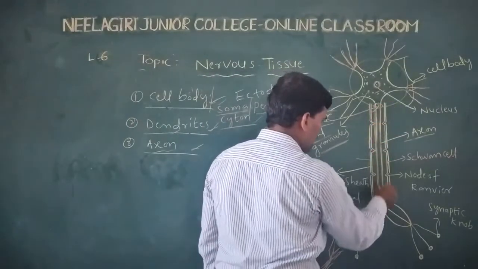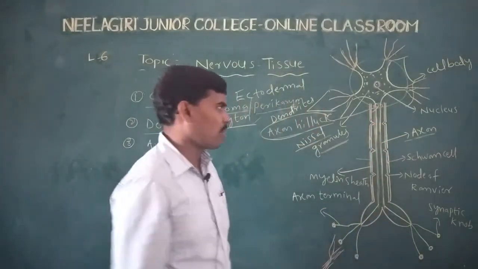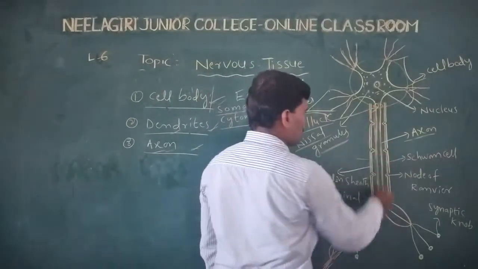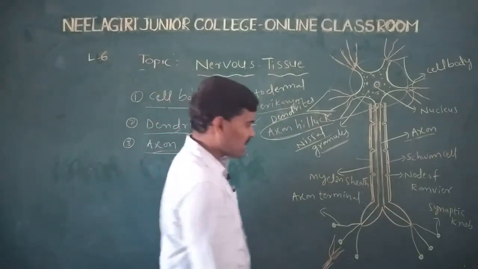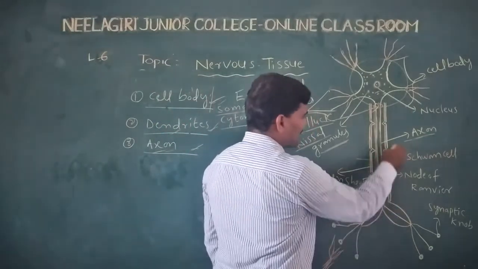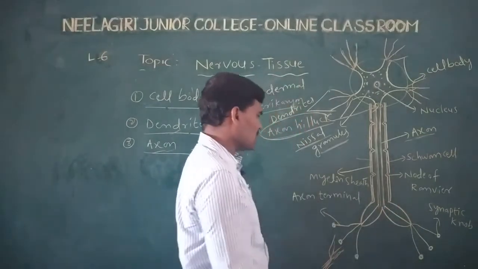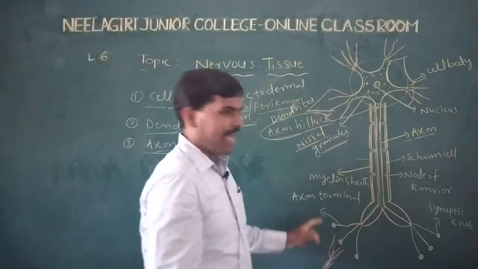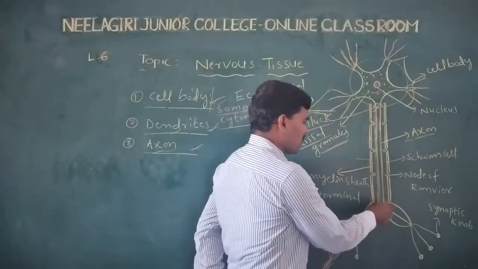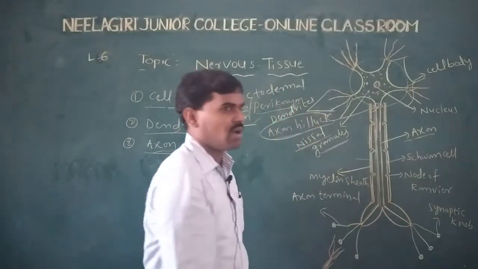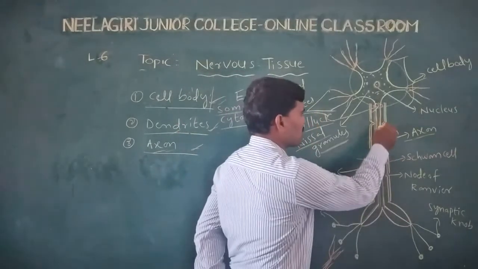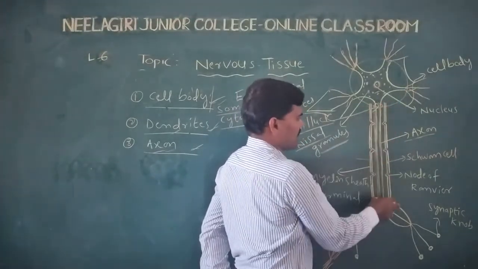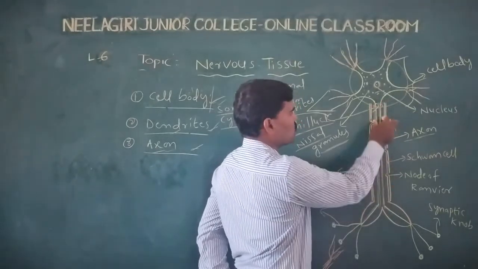The axon runs down along the neuron up to one meter in length. Finally the axon divides or branches into terminal axons. The terminals are at the end, the posterior part of the axon. The axon is an elongated, cylindrical, tube-like structure.